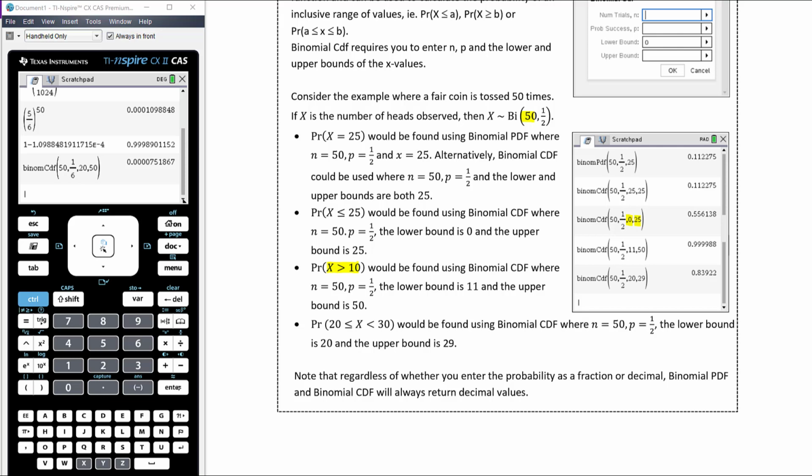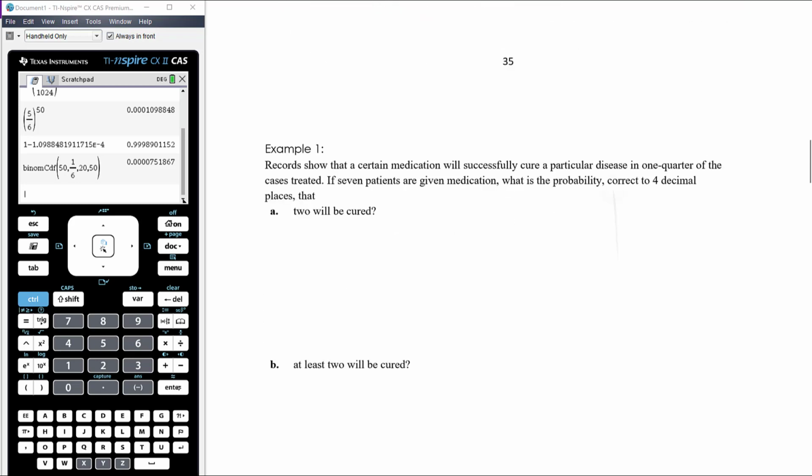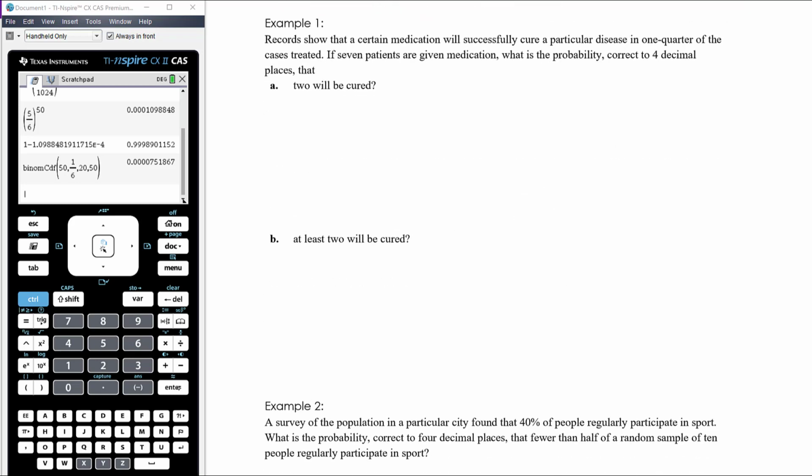It has to have at least 11 successes. So the lower bound would be 11 up to the upper bound, which would be 50. If you want x between 20, including 20 but not including 30, the lower bound would be 20, but the upper bound would only be 29. Okay, so you need to be a bit careful about your inequalities and precise about them, because they're going to make a difference if you enter in the wrong lower bound and upper bounds.